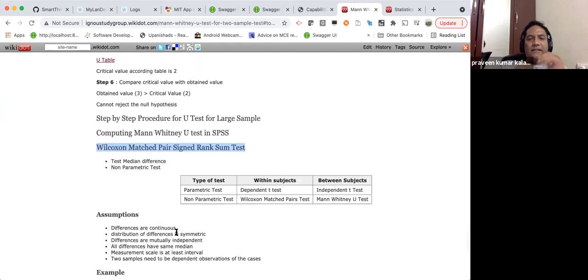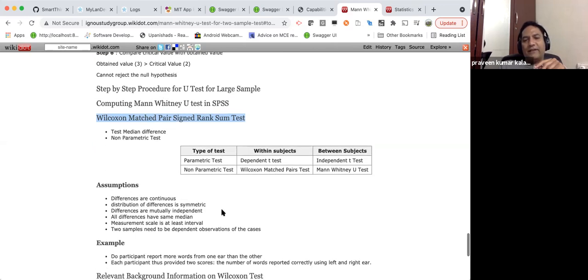There is not much in the Wilcoxon matched pair. Here we are not really learning how to solve it. So let's understand the difference here. We'll come back to the problem solving once we cover this Wilcoxon. Okay, Wilcoxon matched pair signed rank sum test. So what really is this test?